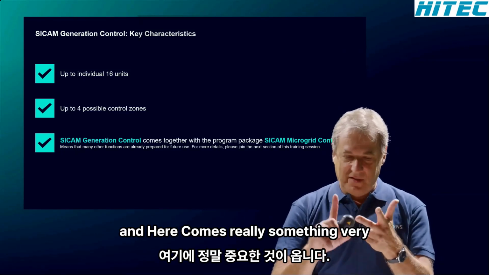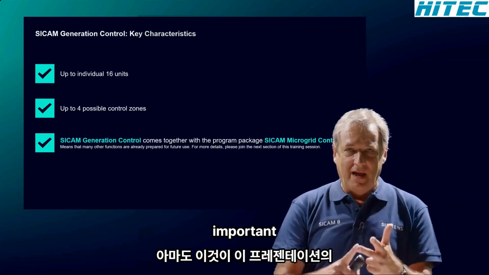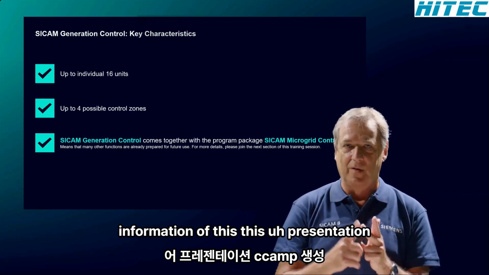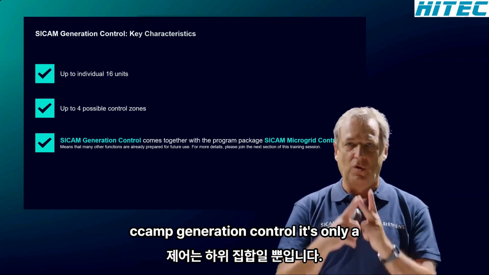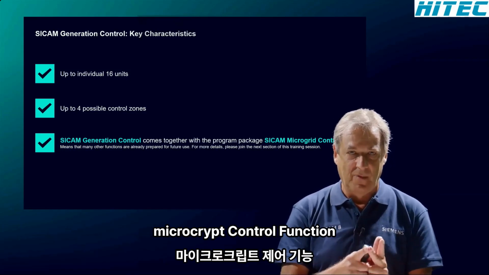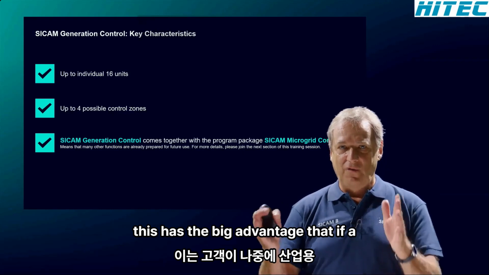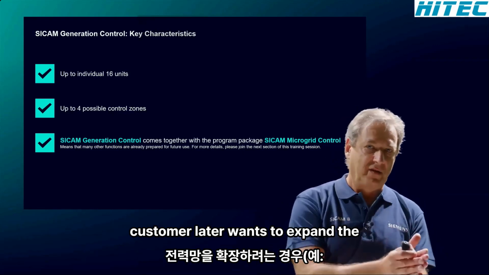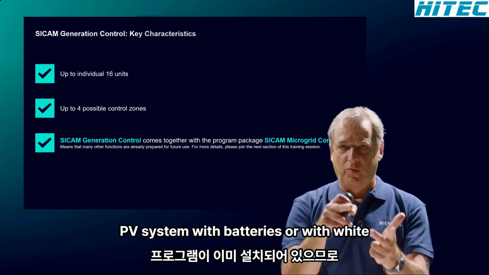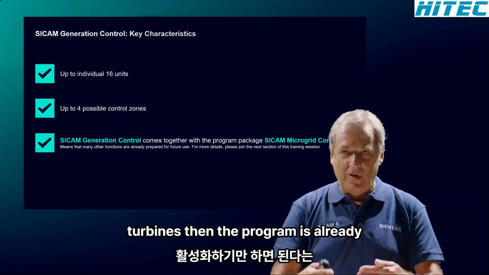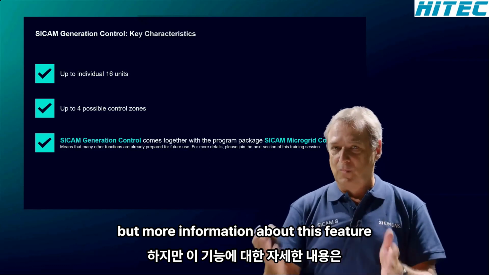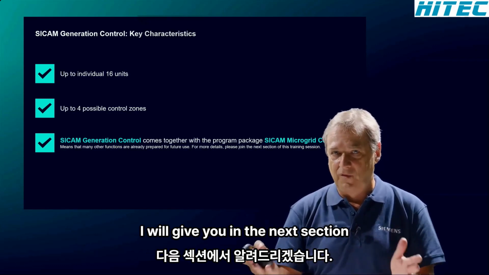And here comes something very important, and perhaps that's the most important information of this presentation. SICAM generation control is only a subset of the so-called SICAM microgrid control function. This has the big advantage that if a customer later wants to expand the industrial power grid, for example, with a PV system, with batteries, or with wind turbines, then the program is already installed and only needs to be activated. But more information about this feature I will give you in the next section.